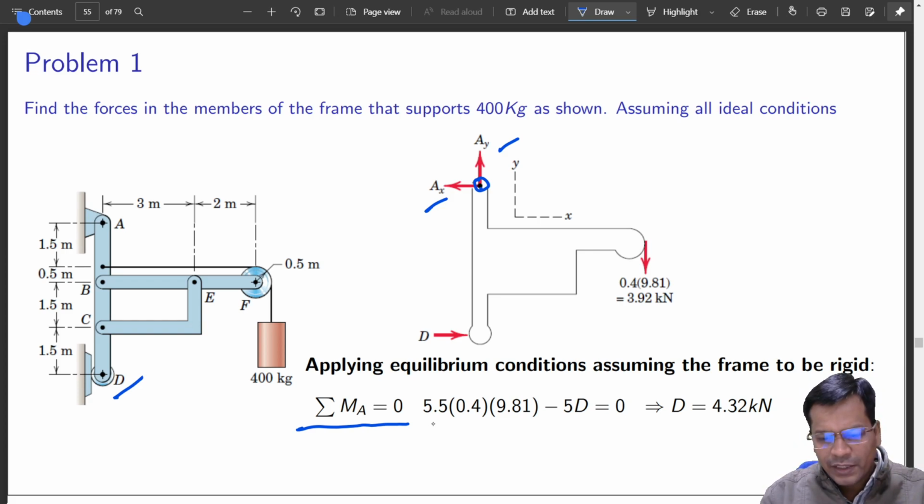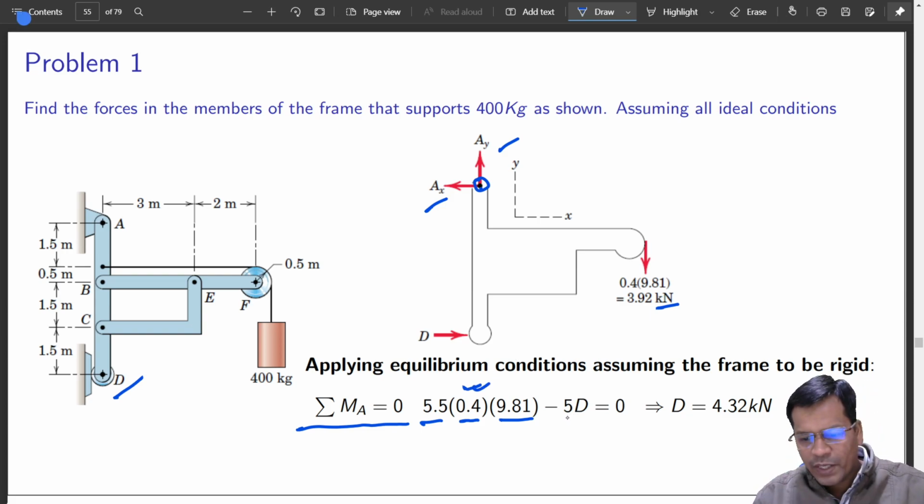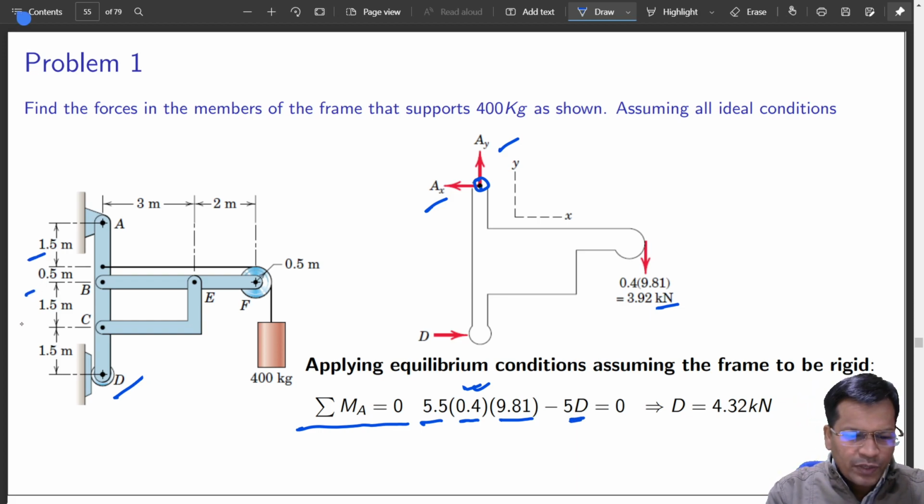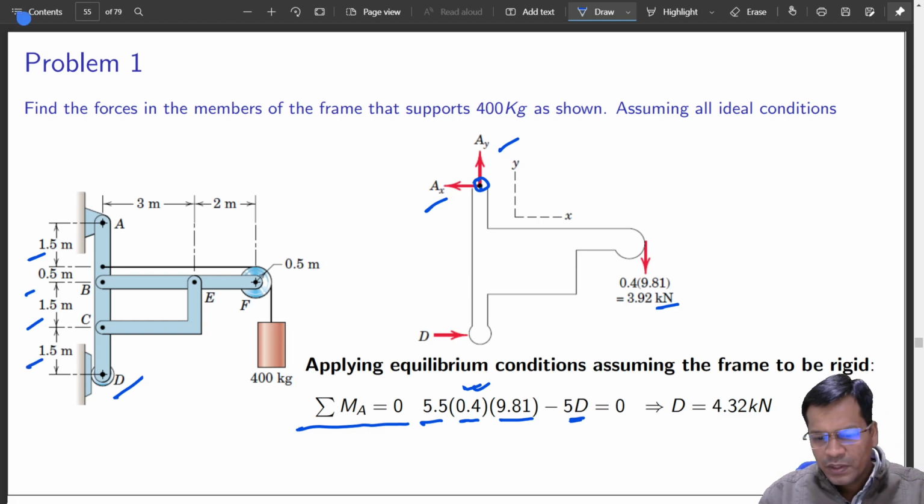So moment about A is 5.5 into 0.4 into 9.81. I am taking everything in kilonewton, which is why I am writing 0.4 for 400 newton. Minus 5D, this is minus 5D, since it is 5 times this distance, is equal to 0. So I have equated the moment about A to zero, and D can now be calculated as 4.32 kilonewton.